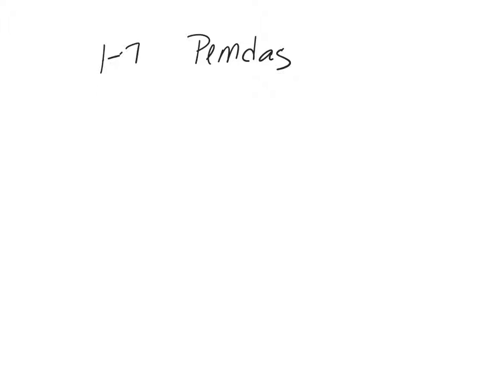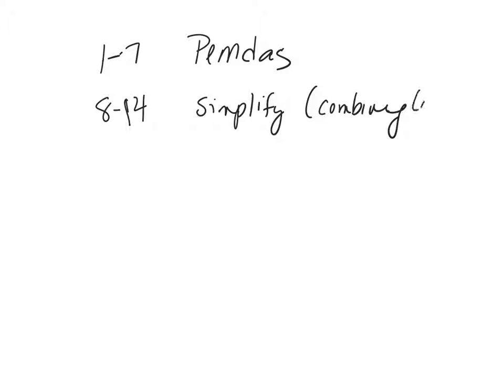And then numbers 8 through 14 is simplifying. And it's combining like terms, okay? So make sure you know how to do that because you've got to do quite a few of those. Then we've got substituting values in for x, y, and z and simplifying, okay?